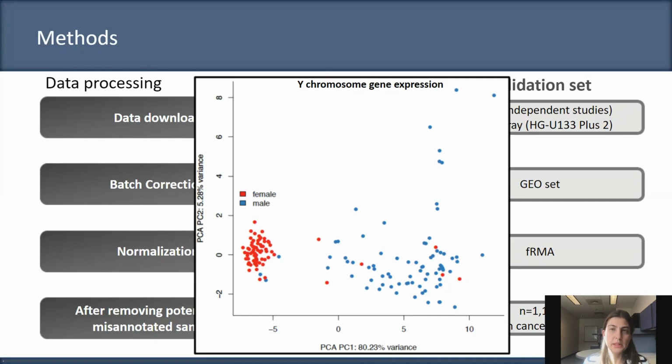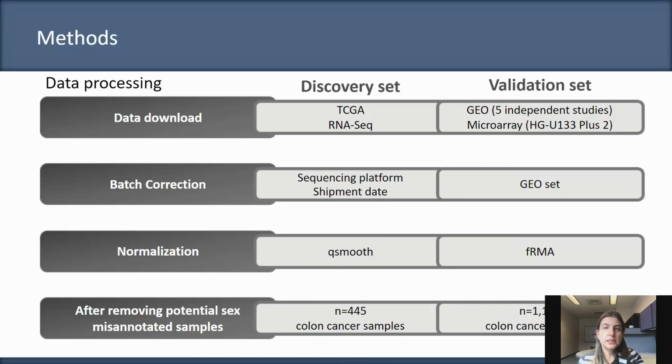So we performed a PCA on the expression of the Y chromosome genes, and we see that some samples annotated as one sex are clustered with the other sex. So we removed these samples that were misannotated for their biological sex. At the end here, we have 445 colon cancer samples. These are all primary tumor samples before any treatment. And in our validation set, we have more than 1,000 colon cancer samples.